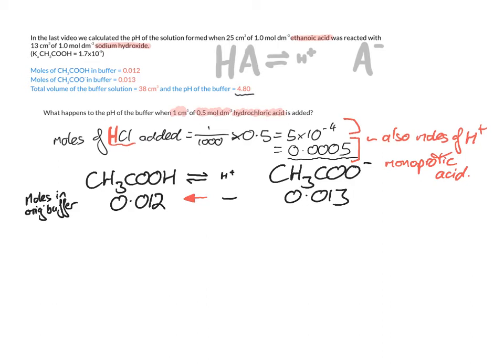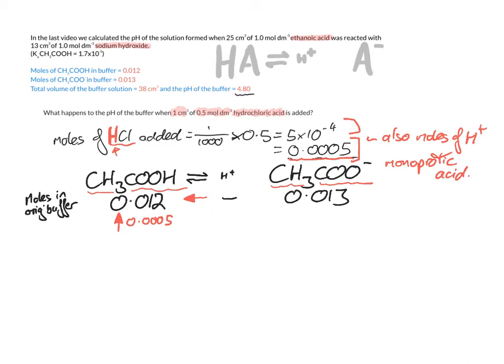Which means that our moles of ethanoic acid is going to go up. You're saying, just a minute, we've added hydrochloric acid. Why is our moles of ethanoic acid going up? Because we have got ethanoate reacting or recombining with these H pluses to form ethanoic acid. So this is going to go up, and it is going to go up by 0.0005. That's why I took it out of standard form.